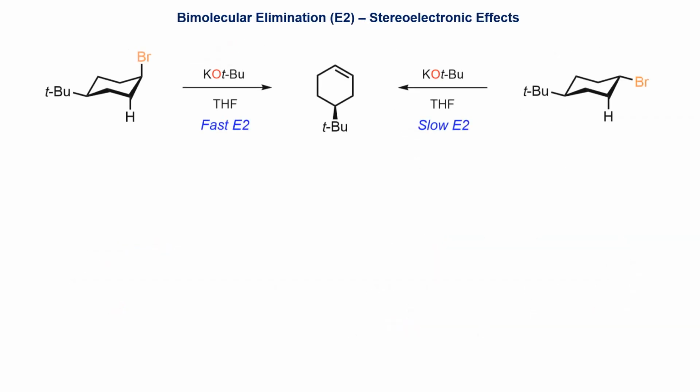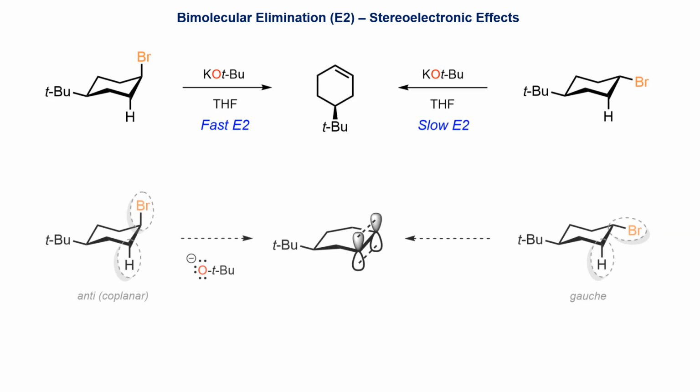One of the more subtle ideas within how the E2 mechanism operates is how the relative orientation of the beta proton and leaving group affects reaction rates in a profound way. In this example, the two cyclohexyl bromides react with base at quite different rates to give the same alkene product. These differences need to be explained.